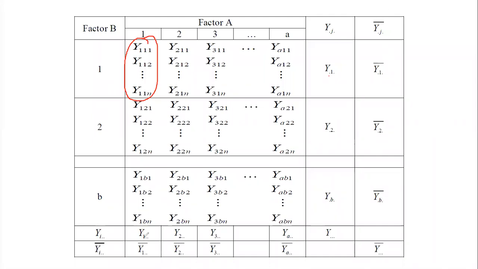And here you can see the column totals, the same as previously. You can obtain the column means in this way. And here you can see the grand total and the grand mean. This is the way that we denote the data format in the two-factor factorial design: two factors, with factor A having a levels and factor B having b levels, and each level combination should contain n observations.